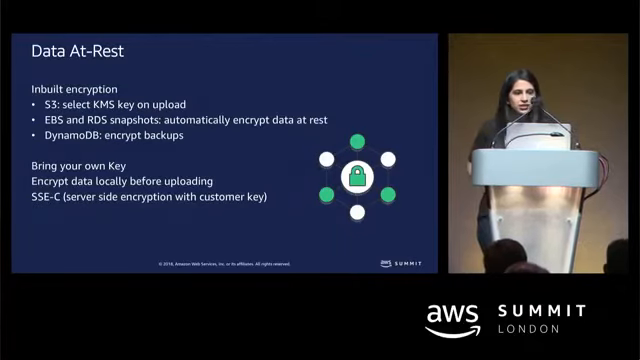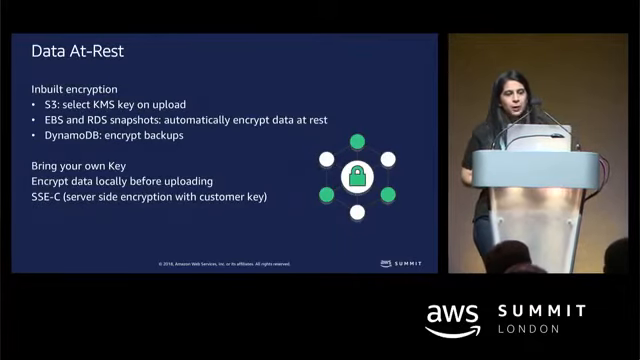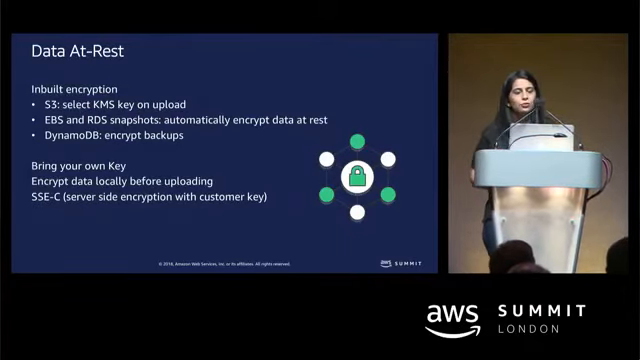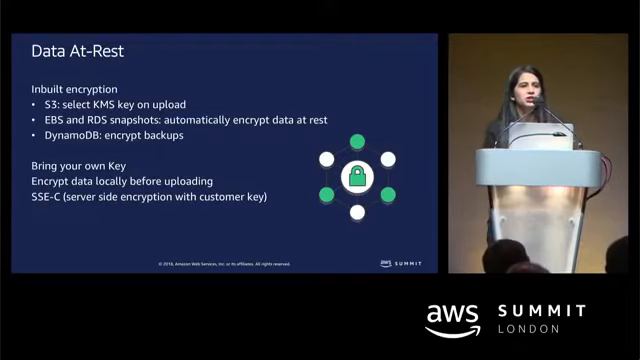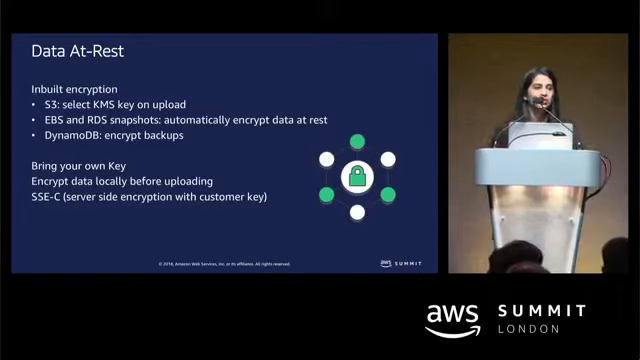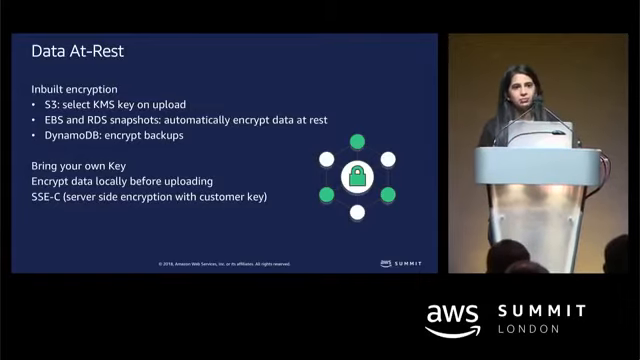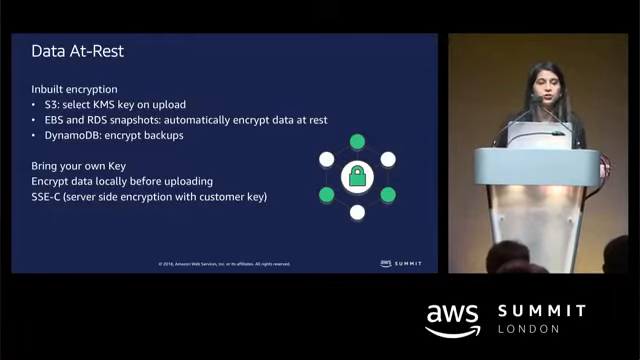Right, data in transit. We have a lot of places where multiple services actually support data at rest as well. So you have S3, where you can select a KMS key on upload, or you have EBS and RDS snapshots, which are automatically encrypted at rest. And DynamoDB has encrypted backup.